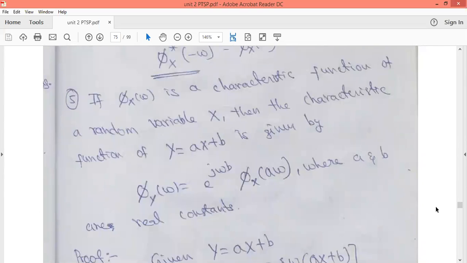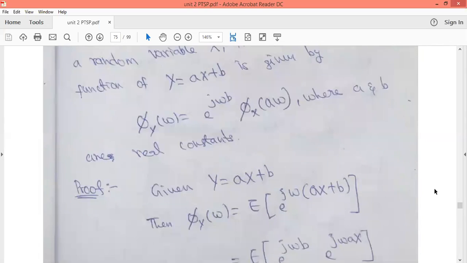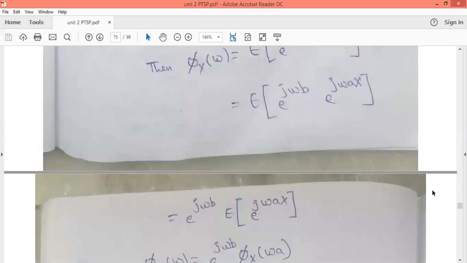And the fifth property says that phi x of omega is the characteristic function of the random variable x. Then if y is equal to ax plus b, what is the characteristic function of y? Phi y of omega can be written as e power j omega b times phi x of a omega. So that is the characteristic function of y.